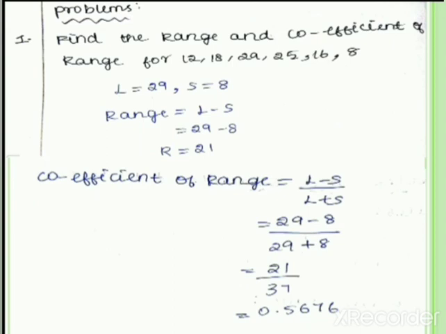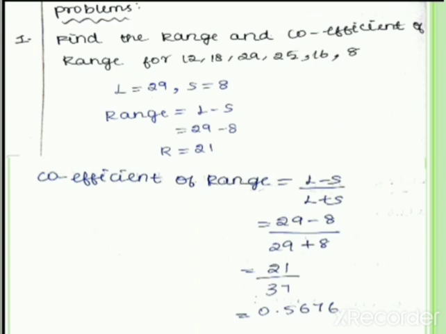Let us see one example. Find the range and coefficient of range for the given data. Here some values are given. So first we have to find which is largest and which is smallest number. So here 29 is largest number, 8 is smallest number. So L is largest number, so L is equal to 29. S is smallest number, so S is equal to 8. So our range formula is L minus S, which is 29 minus 8 is equal to 21. Capital R, range is equal to 21.